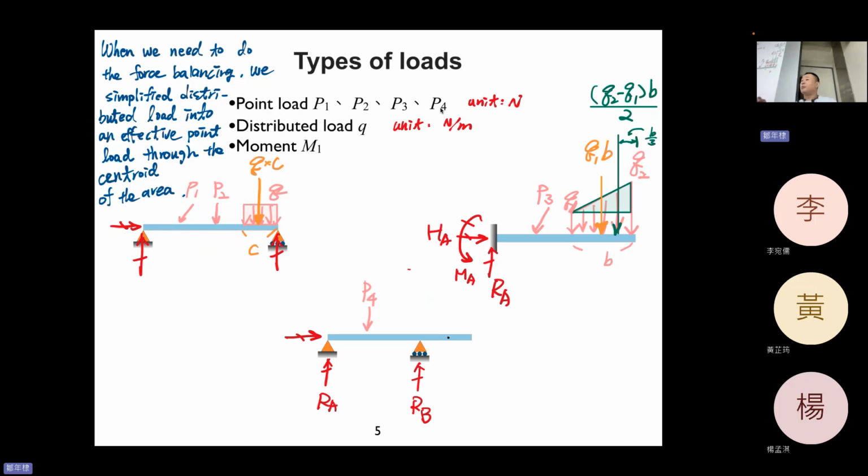Then the final type. Okay, now this is new. Recap is finished. Okay, so types of loads. The third type is moment. The moment, okay, so basically M1. So M1 could be like this. Oh, sorry, could be this one. Okay, M1. So it will rotate it.